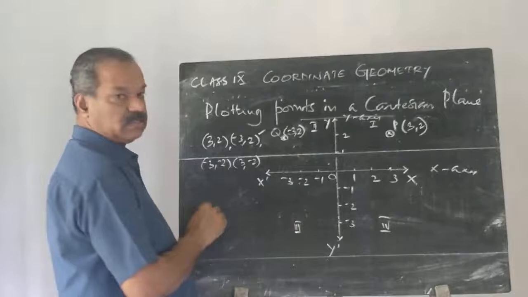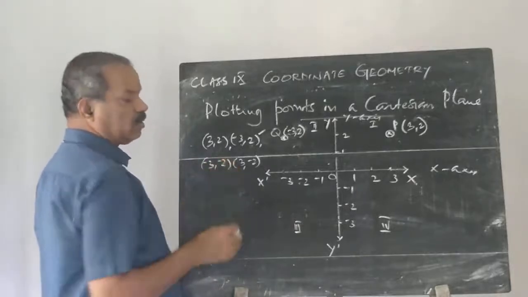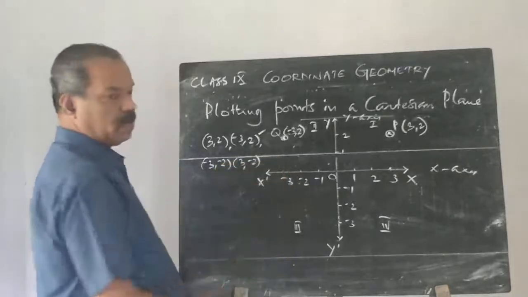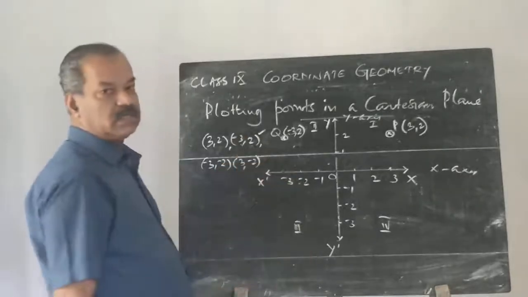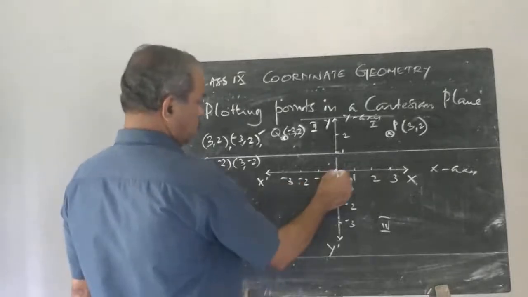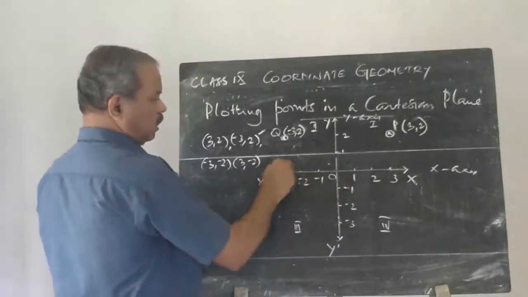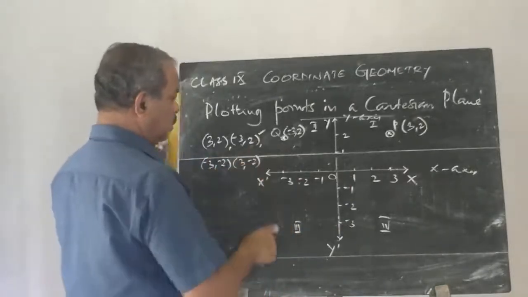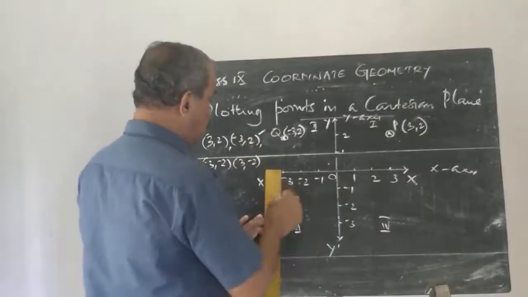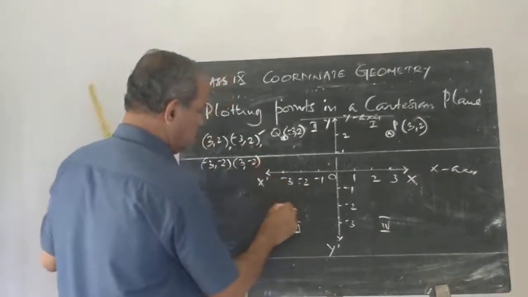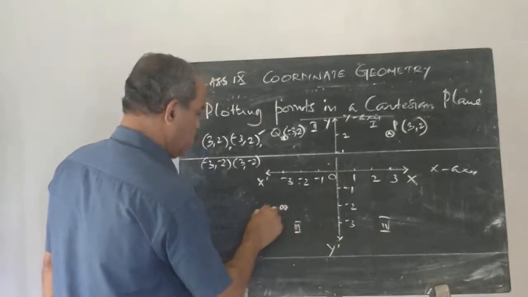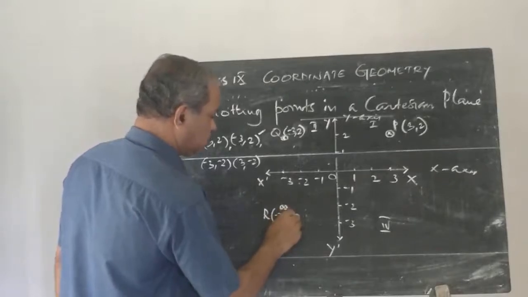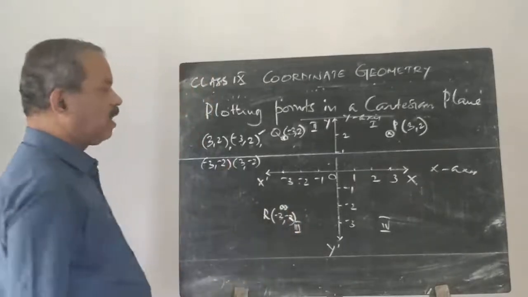Now (minus 3, minus 2). Both x and y coordinates are negative, which means it will lie in the third quadrant. From the origin go to minus 3 units, and since the y coordinate is minus 2, we take 2 units downwards. Let this point be R. The coordinates of R are (minus 3, minus 2).